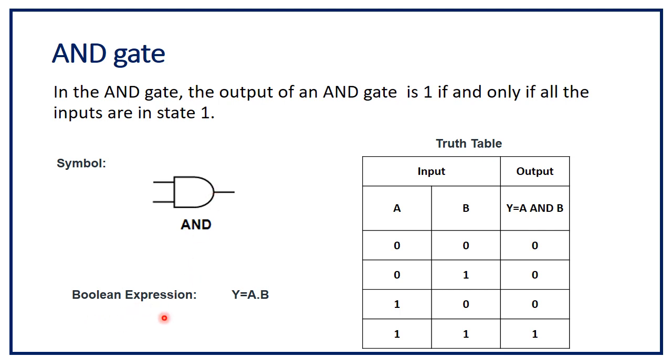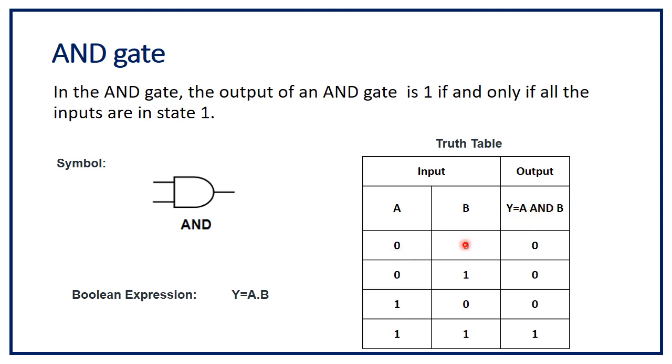Boolean expression. Y is equal to A dot B. So we can say this is the Boolean or mathematical expression of AND gate. Basically, AND gate does the product of 2 inputs, A dot B. Truth table. Input. AND gate has 2 inputs, input A and input B, and 1 output Y. Y is equal to A and B.